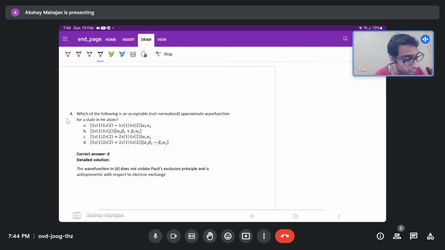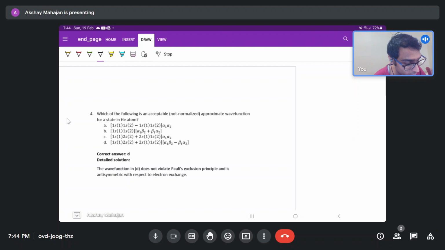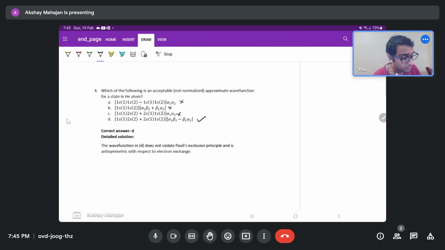Now to solve this question, which of the following is an acceptable non-normalized approximate wave function? For this, first we will go with the antisymmetric part, then we can directly prove it with the antisymmetric. In this case, if you see 1s1 1s2, this doesn't give you an antisymmetric wave function. Then this also doesn't give you an antisymmetric wave function. Even this also doesn't. Only this is giving you an antisymmetric wave function, and as a result it doesn't violate the Pauli exclusion principle as well. So that is your answer D.